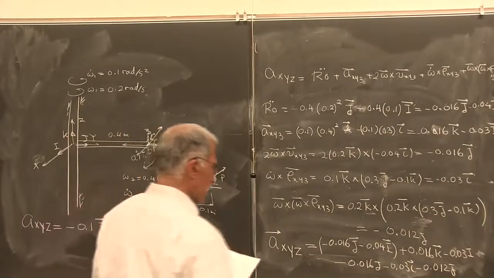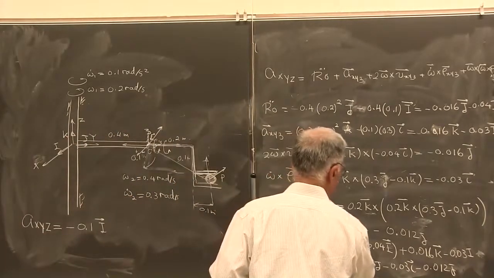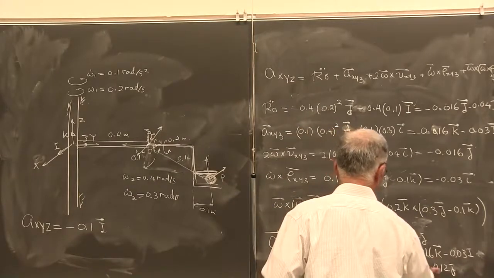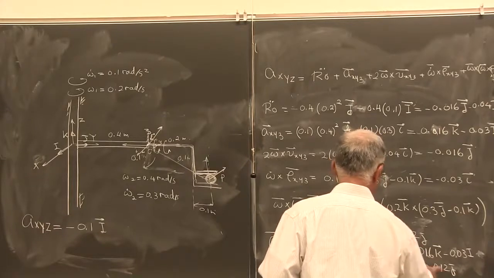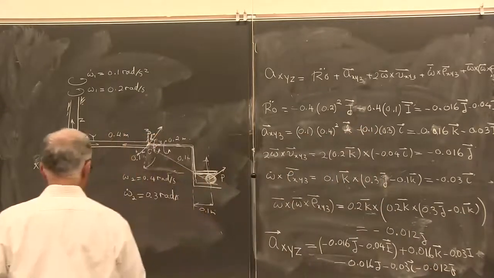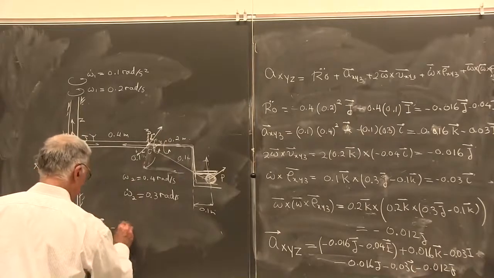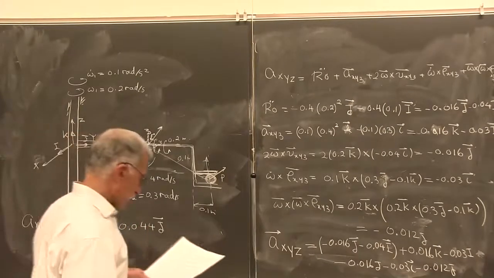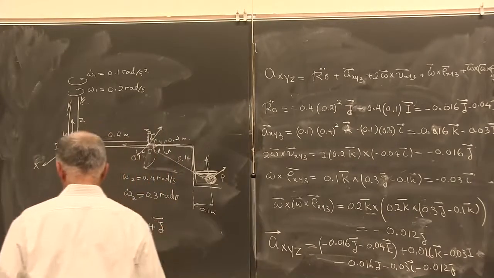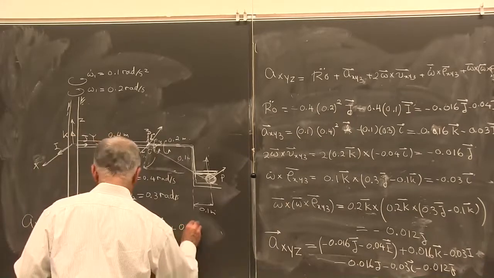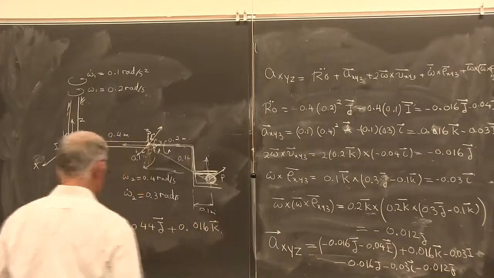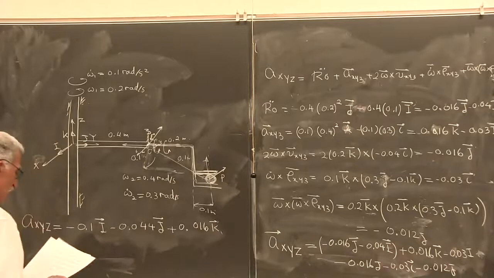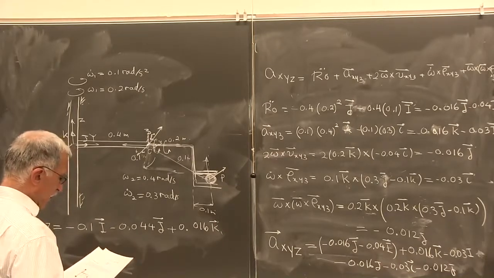According to my note, let me see, 0.016, 0.016, and all of them are negative, actually. All of them are negative. So according to my note, this becomes minus 0.044 j. And finally, you do have k, which is 0.016 k. So that's your acceleration.